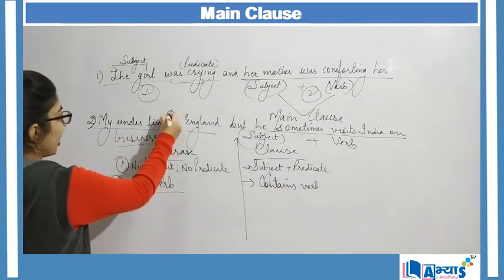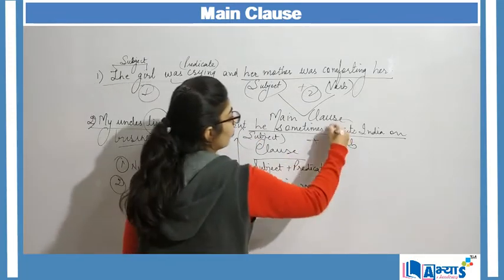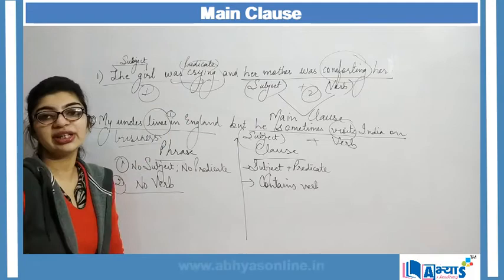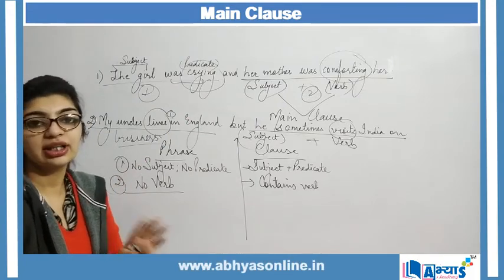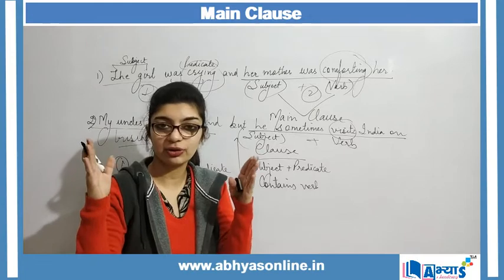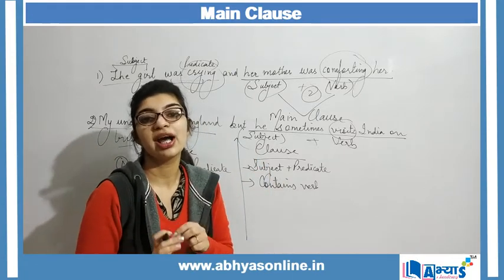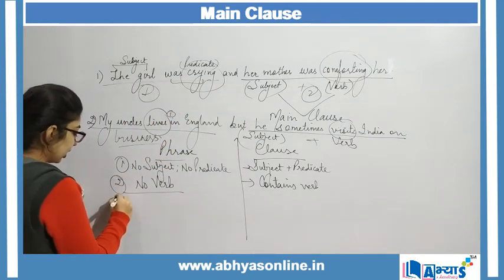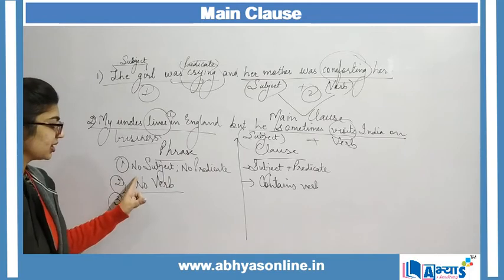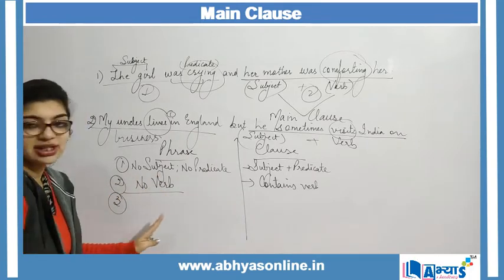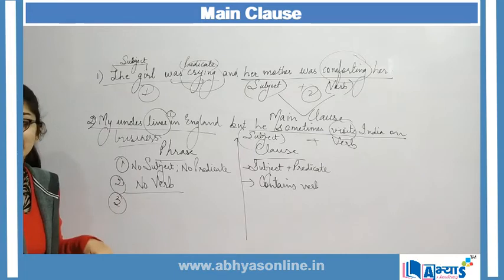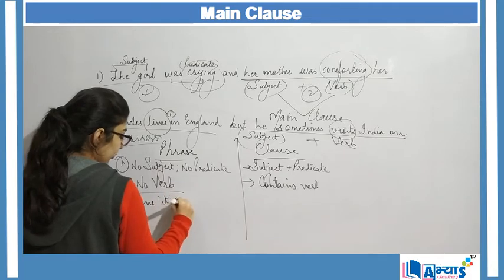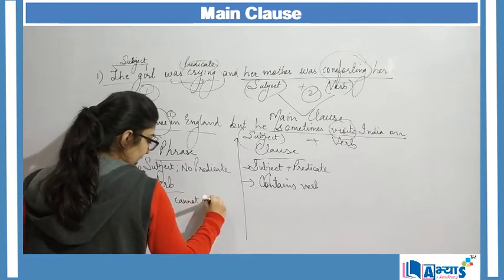See, even over here I say he lives in England, visits India, comforting, crying. All these are the verbs. A clause cannot be completed. We cannot say that the set of words is a clause until and unless it contains a verb in it. So first is there is no subject, no predicate. Second is there is no verb in a phrase. And the third is that alone it cannot make a sentence.